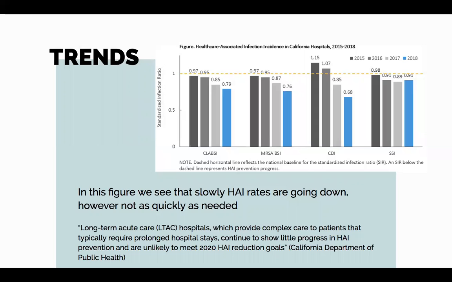Long-term acute care hospitals, which provide complex care to patients that typically require prolonged hospital stays, continue to show little progress in HAI prevention and are unlikely to meet 2020 HAI reduction goals, as stated by the California Department of Public Health.